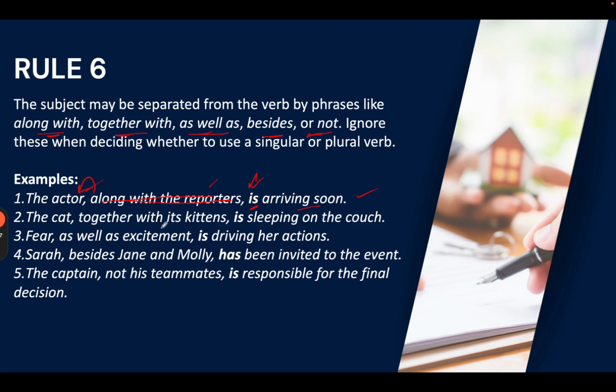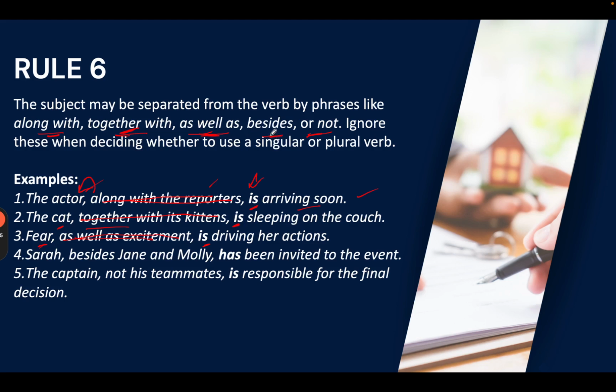The cat together with its kittens. So together with, this is the phrase that we talked about in here. So I'm going to remove this. What is the subject in that case? Cat, which is singular, so the verb is also singular. Similarly, fear as well as excitement. So I know as well as is going to carry something which I don't want to consider. So I have removed this and I've got fear as my subject, and that is singular in form, so the verb is also singular. Sarah besides Jane and Molly.